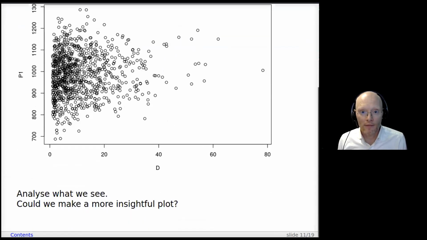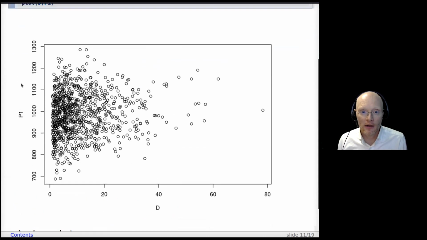Here is a plot of my results. Here's the distance from the hive to the nearest farm with pesticides. This is in kilometers. And here is the final population of each hive.